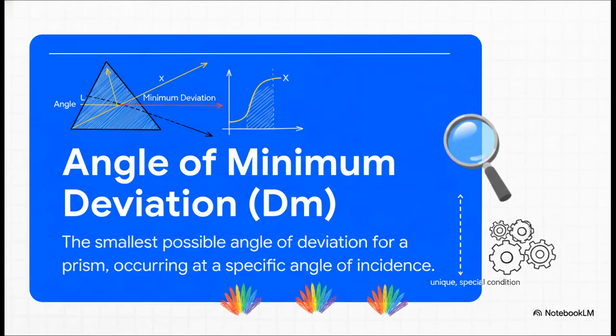That sweet spot right at the bottom of the U, that is incredibly important. It's called the angle of minimum deviation, and we call it Dm. And here's the kicker. For any given prism, there is only one special angle of incidence that will give you this absolute minimum bend. It's a totally unique situation.